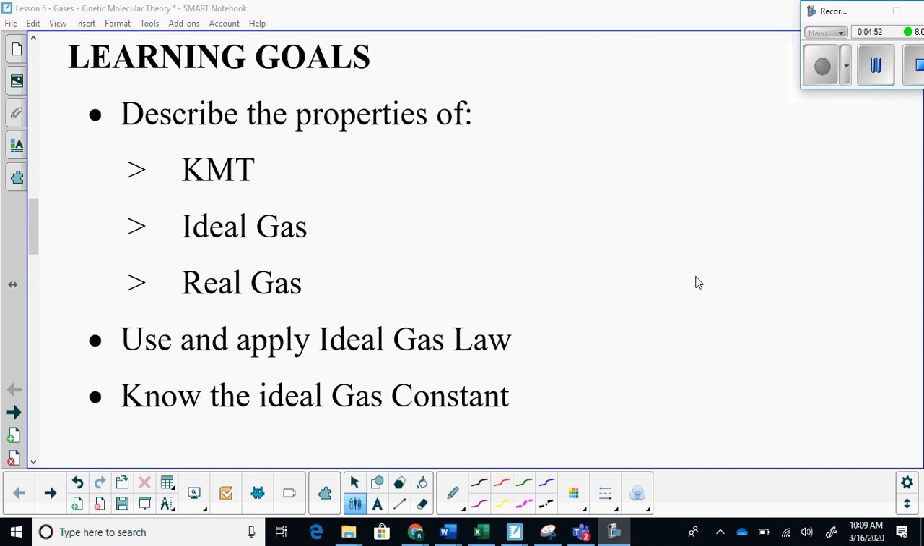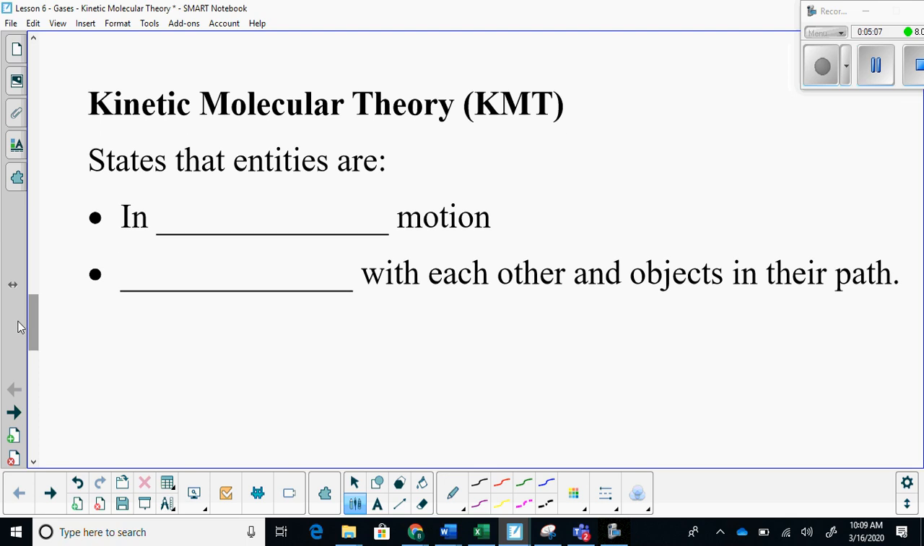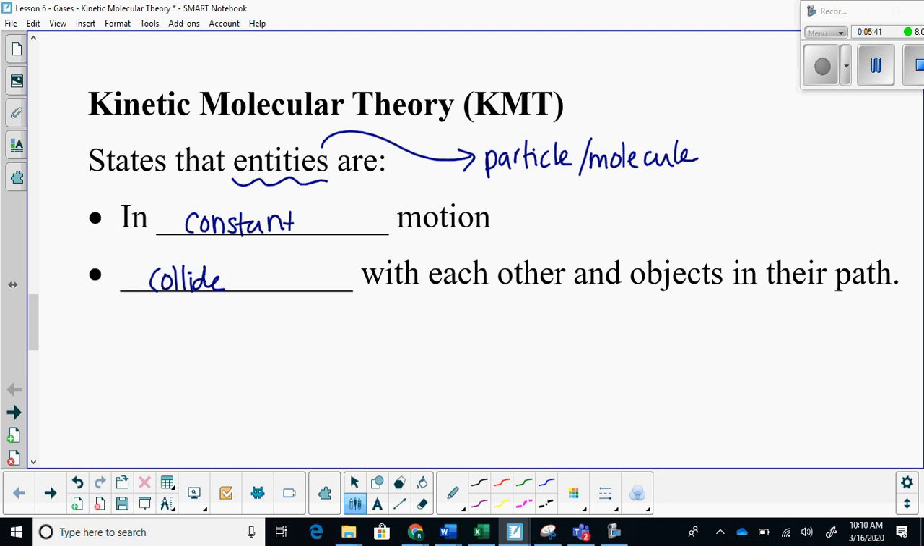So we're going to be describing the properties of KMT, ideal gas, and use and apply ideal gas laws and know the ideal gas constant. Kinetic molecular theory, or KMT, states that entities are in constant motion and they collide with each other. So basically, an entity, if you don't know what that word means, is a particle, a molecule, basically anything small that can crash into each other.